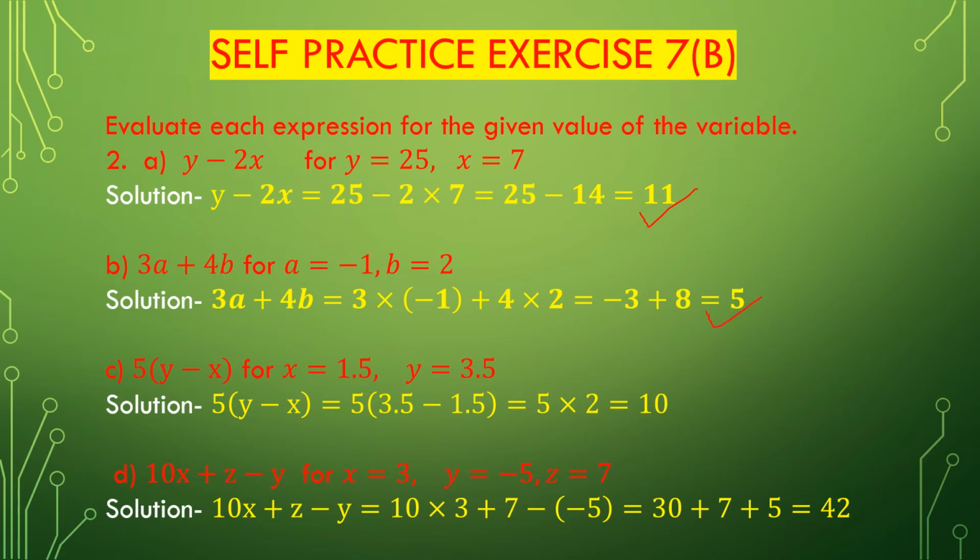C. 5 multiplied with y minus x for x equal to 1.5 and y equal to 3.5. Substitute the value of the variable x as 1.5 and y as 3.5. We get 5 multiplied with y minus x is 5 multiplied with 3.5 minus 1.5. 3.5 minus 1.5 is 2. 5 multiplied with 2 is 10. So the value of the expression 5 multiplied with y minus x is 10.